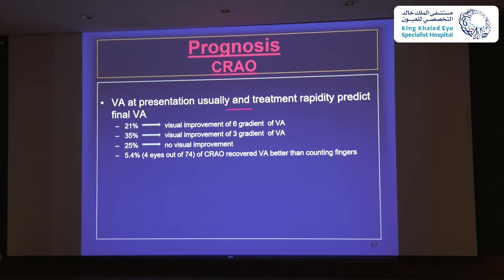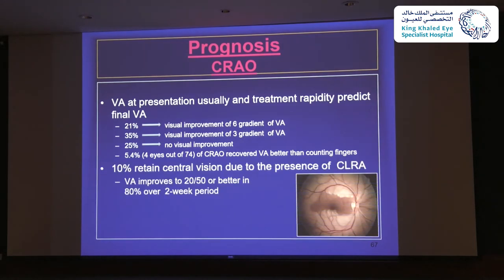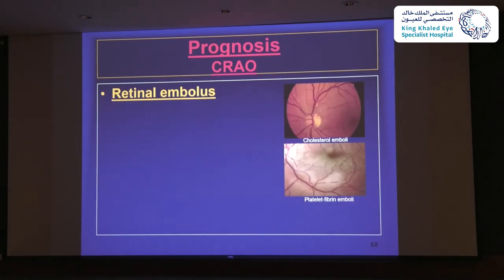Visual acuity prognosis of this patient: 20% of the patients have visual improvement of 6 lines of visual acuity, 35% 3 lines of visual acuity, and 25% showed no visual improvement. And 5.4% of these patients with central retinal artery occlusion recovered vision better than counting fingers. 10% retain central vision due to the presence of a cilioretinal artery, as we mentioned earlier.